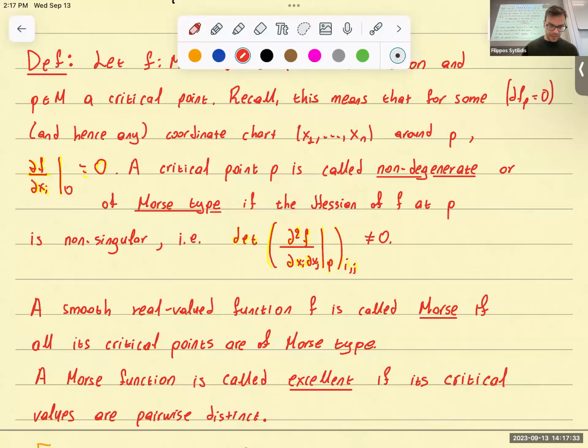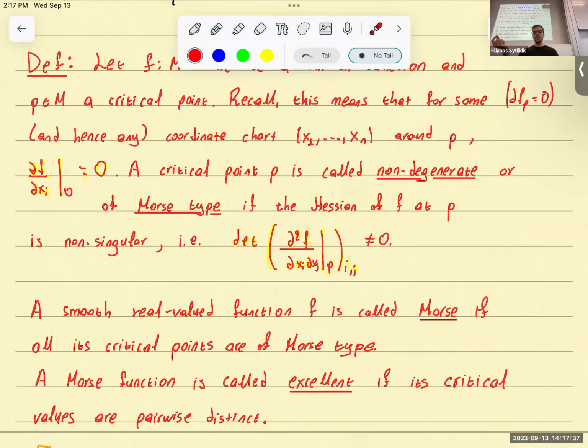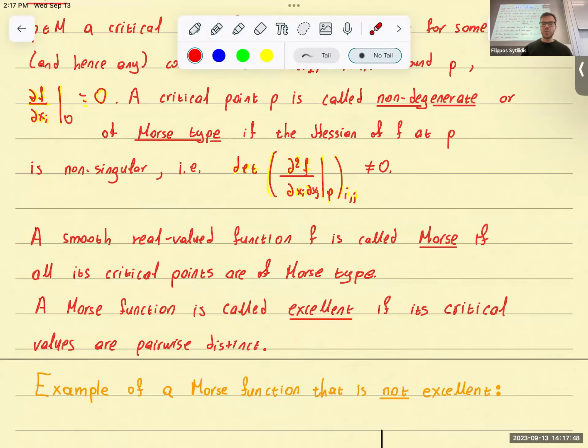So that's what it means for a critical point to be of Morse type. And then if all the critical points in my smooth function are of Morse type, then I'm calling the smooth function Morse. And you know, in mathematics, when you don't really have a good terminology for an object, you usually call it good. Now we're going to call the Morse functions excellent if the critical values are pairwise distinct.